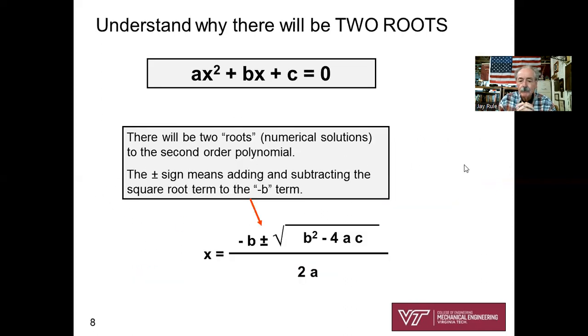Okay. So of course there will be two roots. How do you know there'll be two roots? Well, in our quadratic equation, we're adding this value to negative b and subtracting this value from negative b before we divide all of that by 2a.